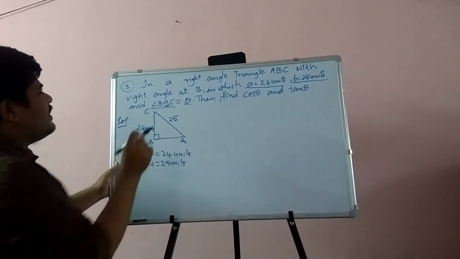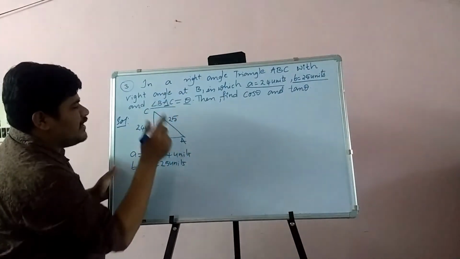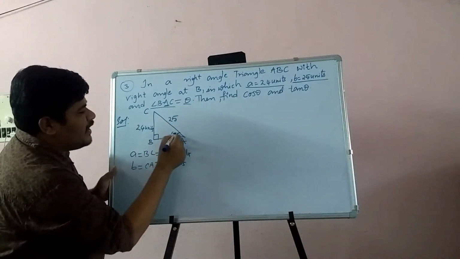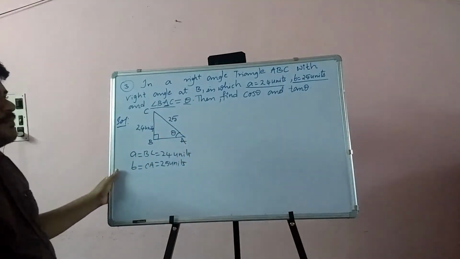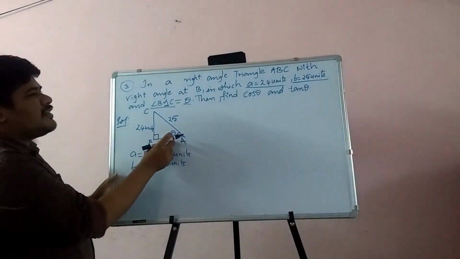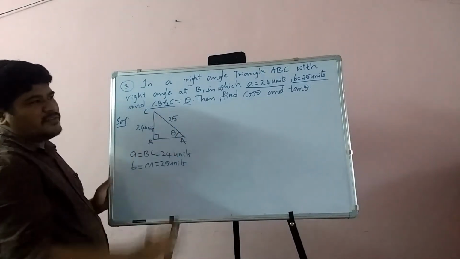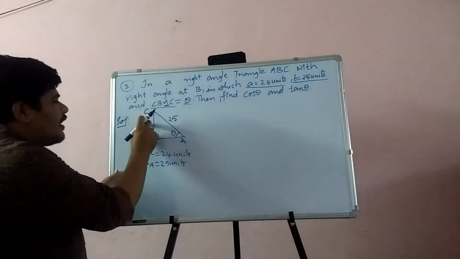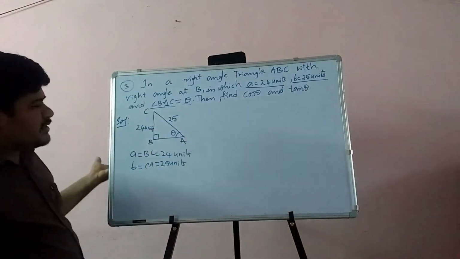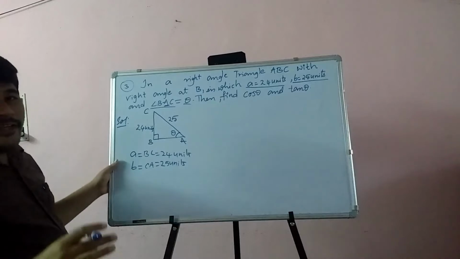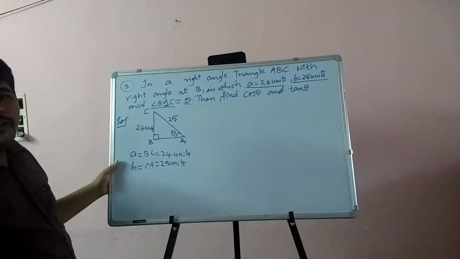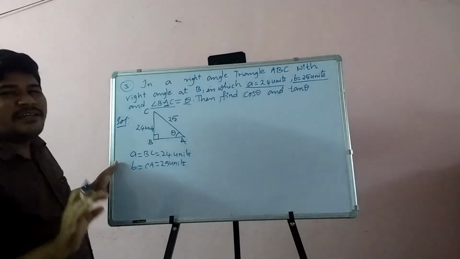And children, one more thing, angle BAC is equal to theta. So at angle A, we have to take theta. They are asking us to find cos theta and tan theta. Cos theta means adjacent side by hypotenuse, and tan theta means opposite side by adjacent side. But AB is missing. So as we discussed in the last problem, we have to use the Pythagoras theorem.